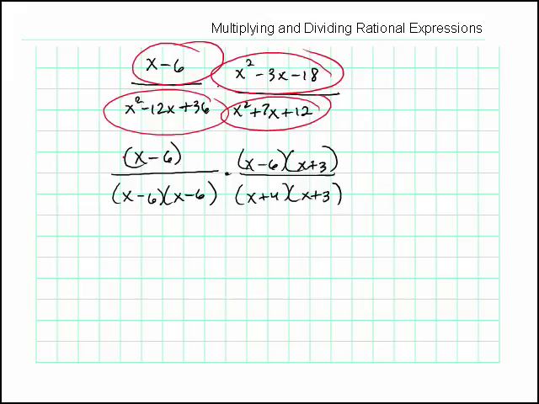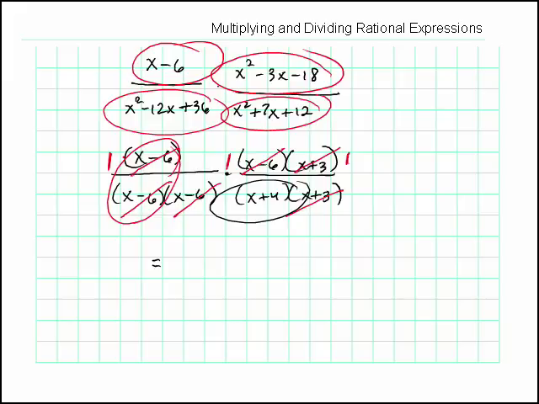I can cancel x minus 6 over x minus 6. Now keep in mind when we cancel, really what we're doing is we're reducing this. Remember that x minus 6 over x minus 6 is actually equal to 1. Same thing here, that over that is really a 1. Normally we don't write it in. x plus 3 over x plus 3 reduces to 1. Let's see what we have left.